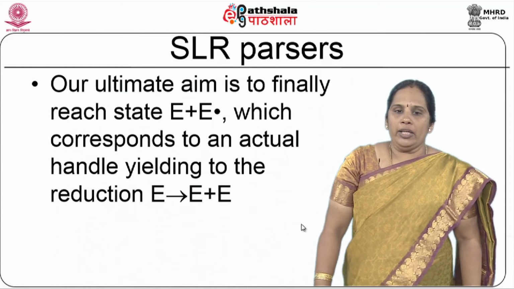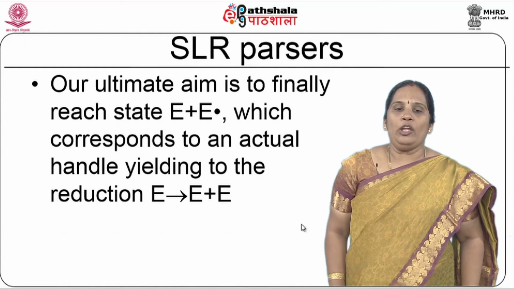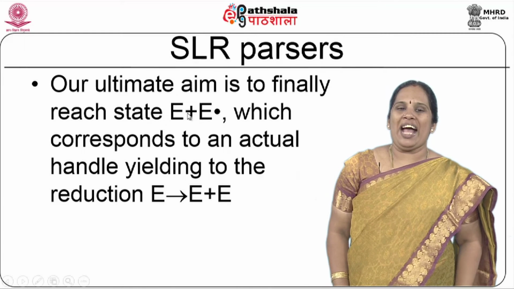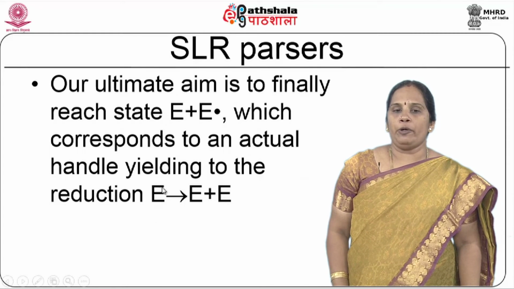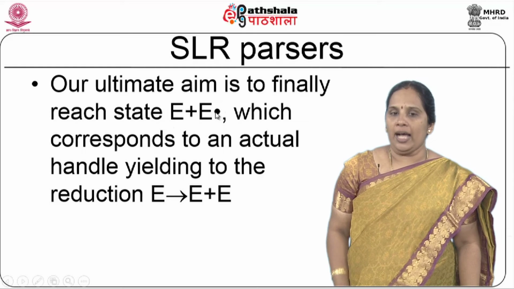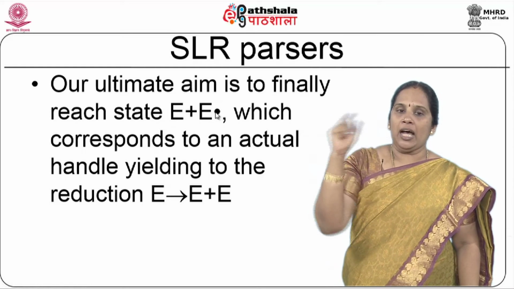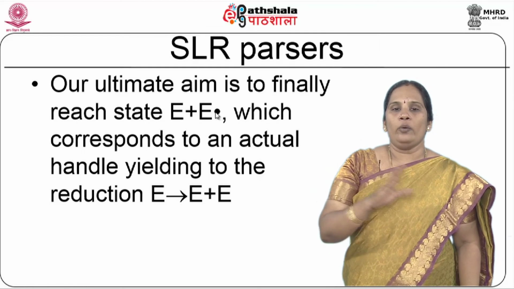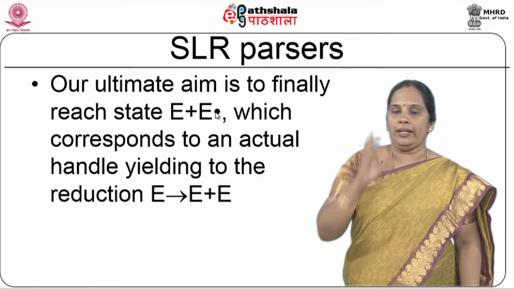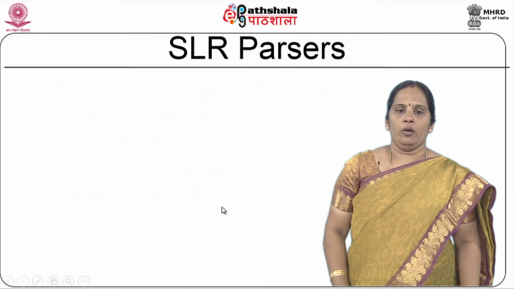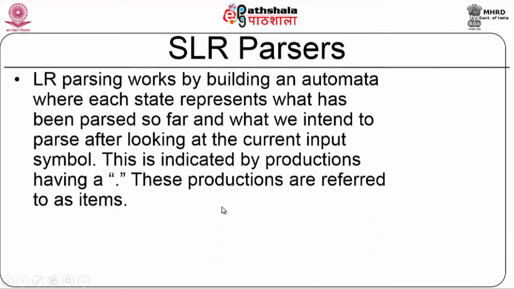Now, our ultimate aim is to finally reach a situation where you will have a dot at the end, which corresponds to an actual handle yielding the reduction E produces E plus E. So, if you have the dot at the last position, that is after the last symbol E, that indicates that you have successfully parsed and E plus E is going to be a handle. Okay, that is your understanding here. Now, LR parsing works by building an automaton where each state represents what has been parsed so far and what we intend to parse after looking at the current input symbol. This is typically indicated by the productions having a dot. Okay, these productions are referred to as items.